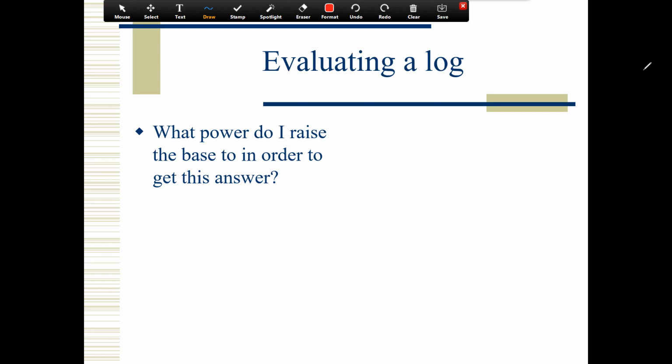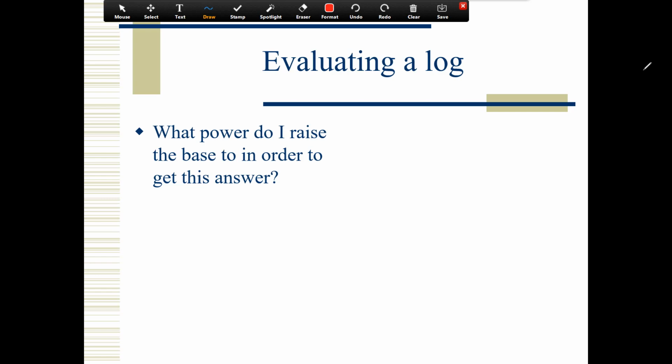In this video, we're going to take a look at how to evaluate a log. Now, a logarithm is a function that is an inverse to an exponent. So we discussed that what you're searching for on a log is the exponent, or how many times you would raise a number to get another number. So when we're dealing with these, we're going to be answering this question: what power do I raise the base to in order to get this answer?